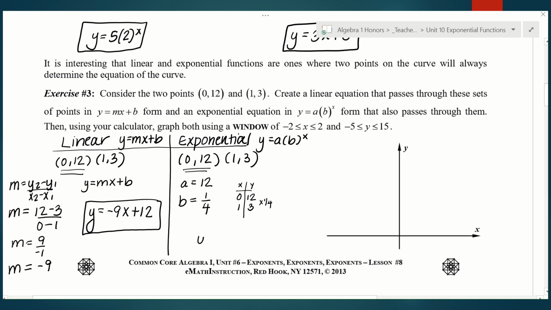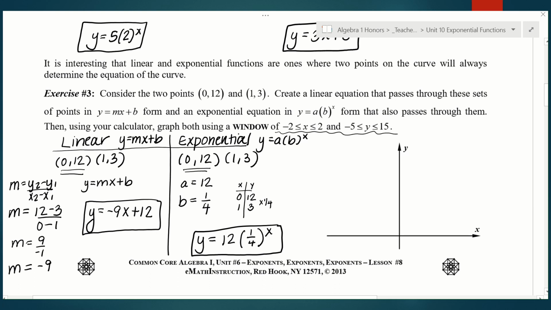So now I have the two things I need. y equals 12 times 1/4 to the x power. And by the way, you could put 0.25 for your b. You don't have to use a fraction. Okay, so now what they're asking us to do is to create a graph to show what these two functions look like. And they've given us our window, which is really nice because I don't have to mess around with getting it to be perfect.